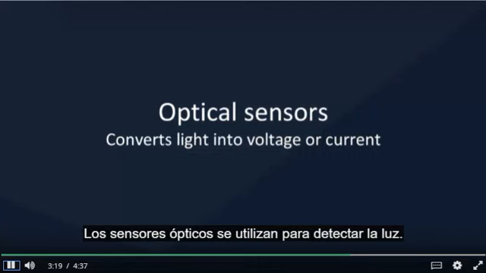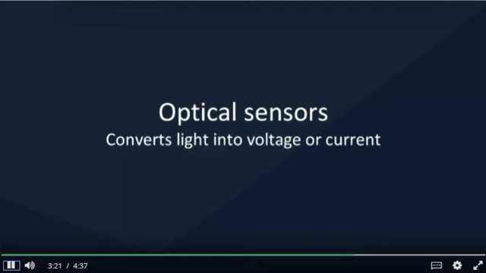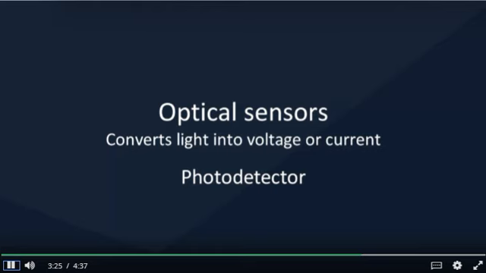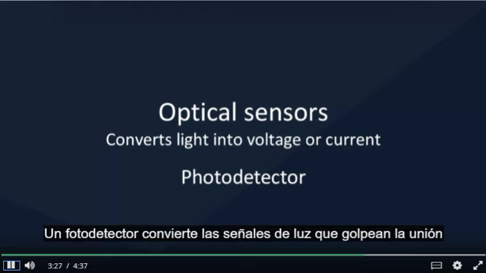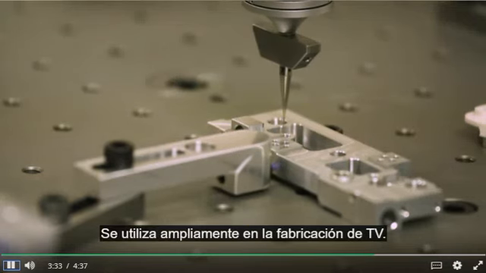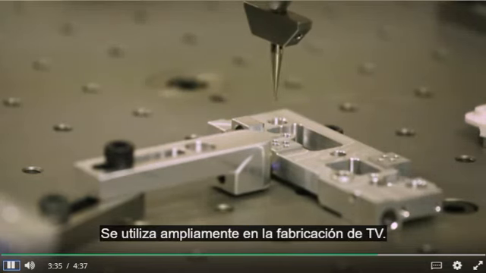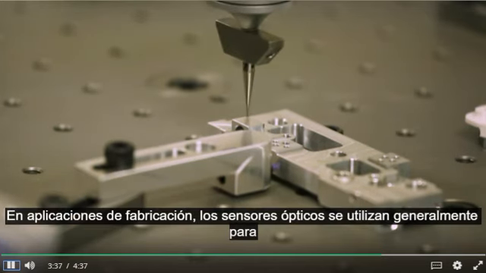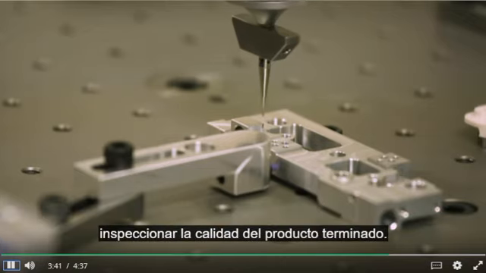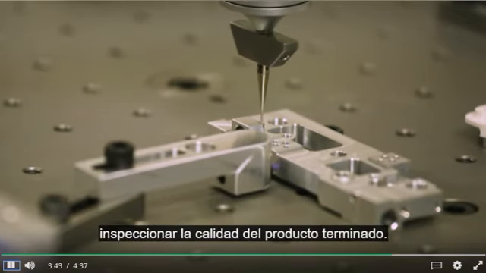Optical sensors are used for sensing light. A photodetector is an example of an optical sensor. A photodetector converts light signals that hit the junction into voltage or current, and is used extensively in TV manufacturing. In manufacturing applications, optical sensors are generally used for inspecting the quality of the finished product.